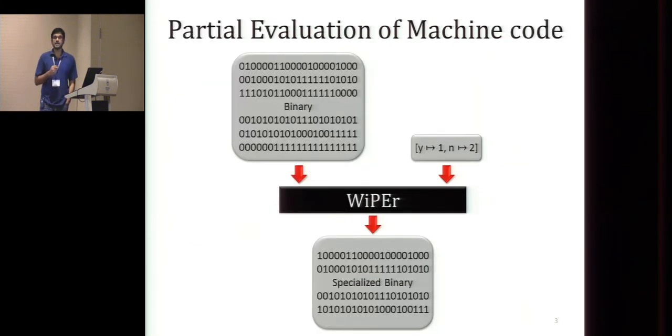We have created a partial evaluator called Viper, which is an acronym for the Wisconsin Partial Evaluator. Viper takes in machine code programs or binaries as inputs and produces specialized binaries as outputs. Viper is a partial evaluator for Intel's IA32 ISA. However, it is straightforward to adapt Viper to work on other ISAs as well.